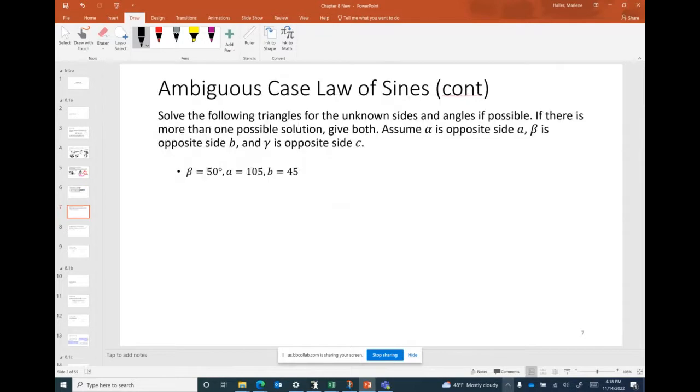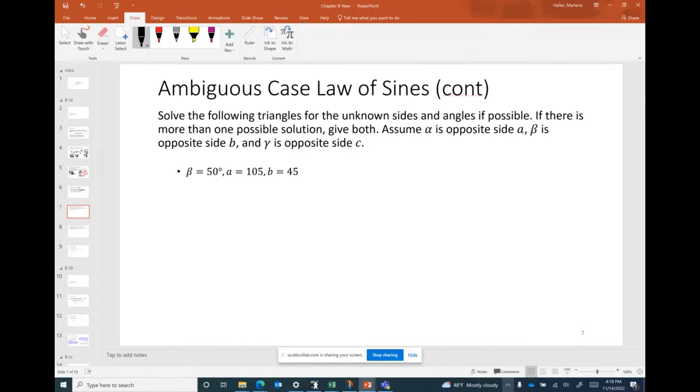All right. So let's just go through one more time. Let's go through some more examples. Let's look at this one here. Let's look at these conditions here and see if this results in an ambiguous triangle.